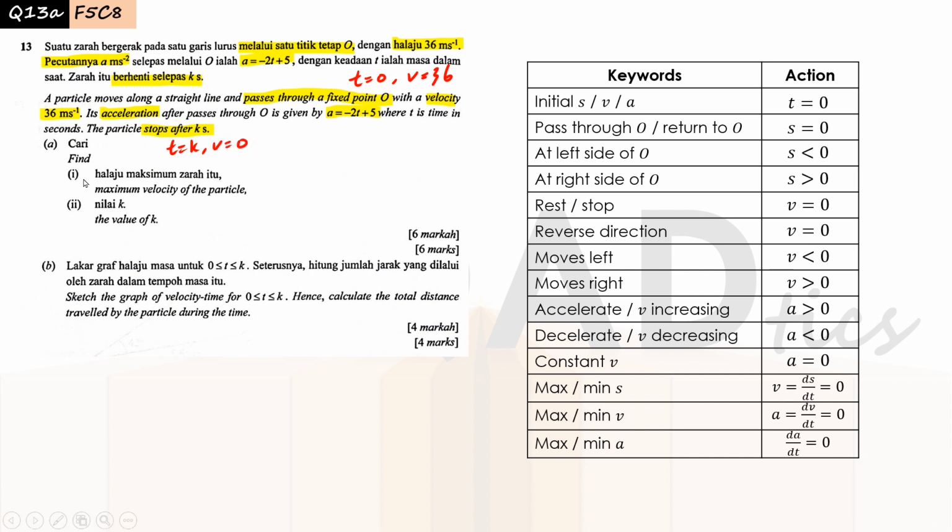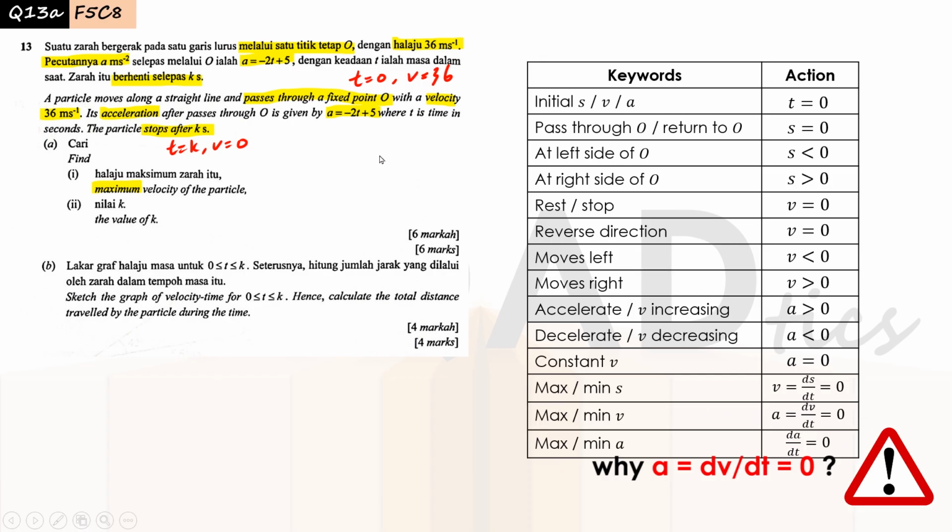And for part A1, we need to find the maximum velocity of this particle, and maximum velocity is actually one of the keywords in this table, as you can see the last second row. So this is the action that we need to do, which is a equals to dv over dt equals to 0. But what does this mean? Right? Some of you may ask.